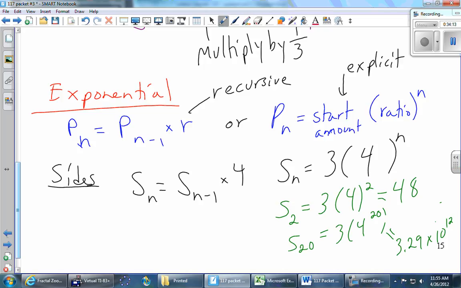I use the recursive one if I have the previous generation. If I don't have the previous generation, then I go to the explicit. It depends on what you're asked. On the test, I'm probably going to say write down a recursive one, and then separately write down an explicit one. I might just ask you for both. It's really not a matter of choosing one or the other based on the setup. With the information we have, you can write down either, or both.